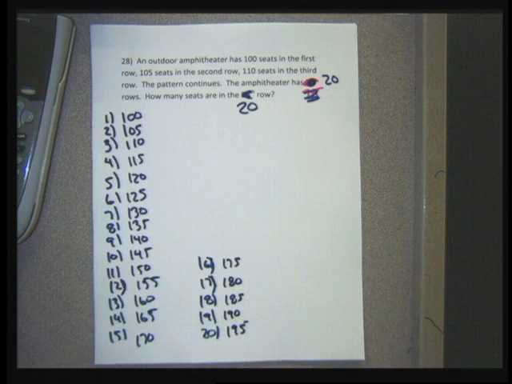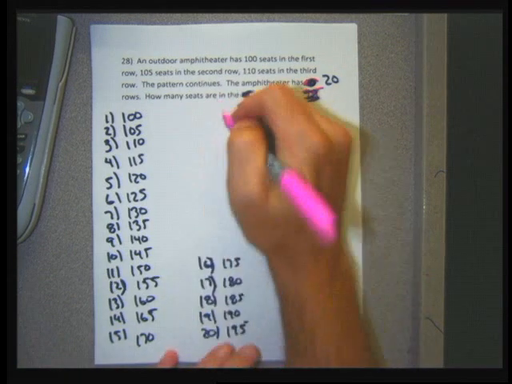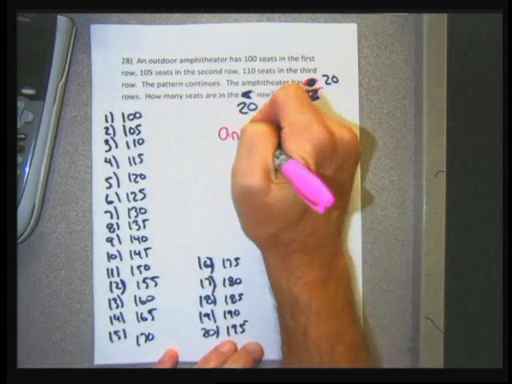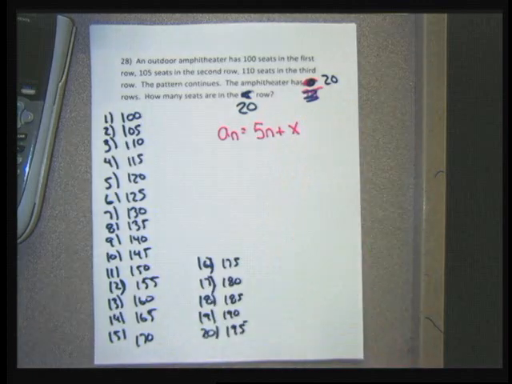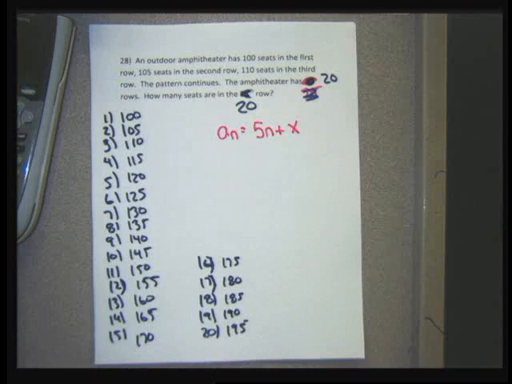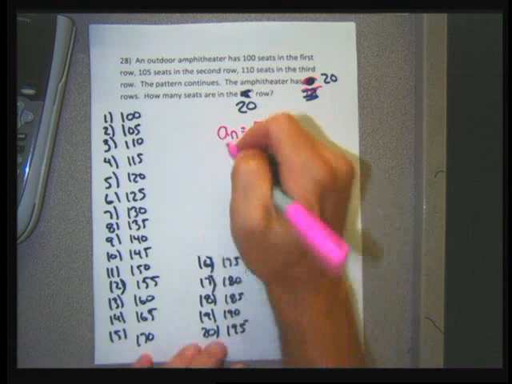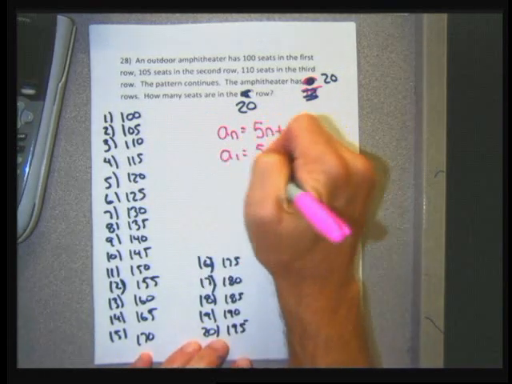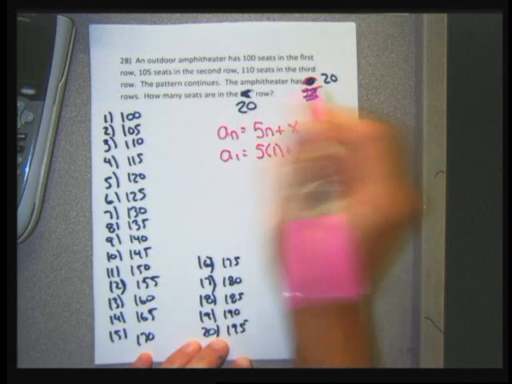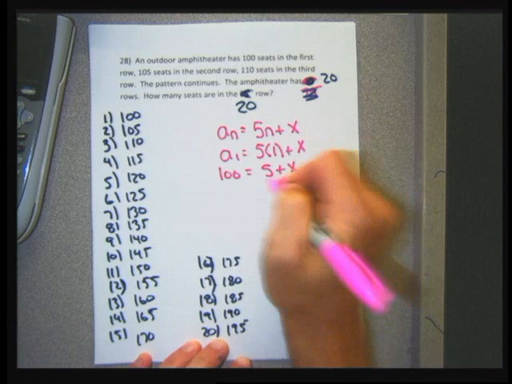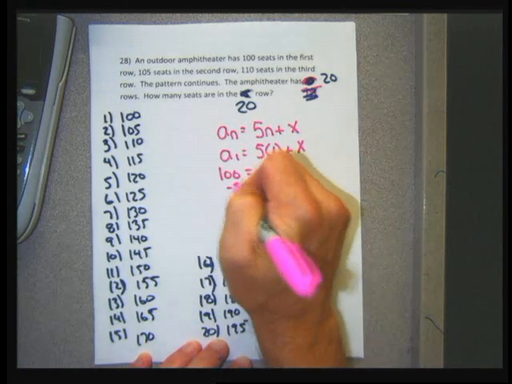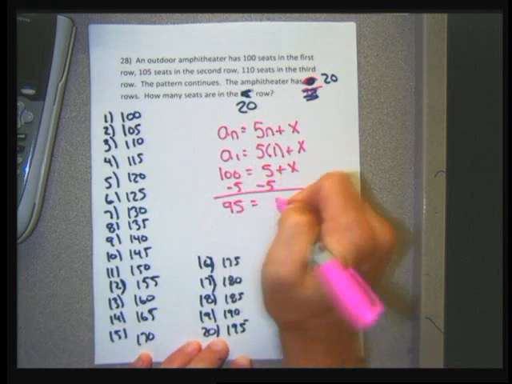Let me get this via algebra to make sure I haven't made a mistake. So I'm kind of double checking myself. Come up with a formula for a sub n. This is an arithmetic sequence. The number of seats are getting more, so it's positive, and 5 is the difference in the number of seats, so 5n plus x. A sub 1 equals 5 times 1 plus x. First row has 100 seats, so 100 equals 5 plus x. Subtract 5 from both sides. Get 95 equals x.